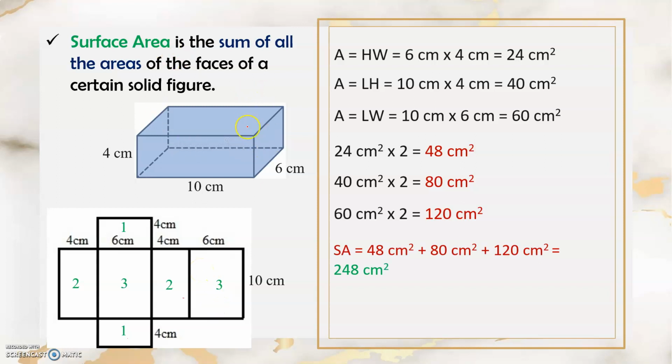And once you add all those areas, you'll be able to find the surface area of our prism. And that will give us 248 square centimeters.